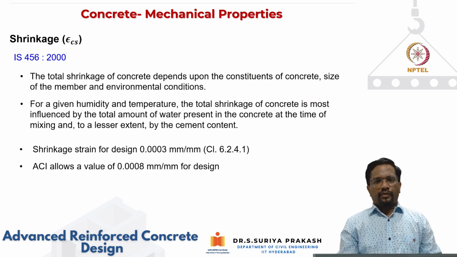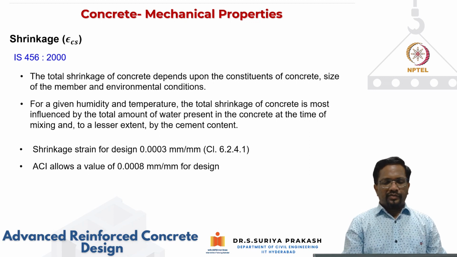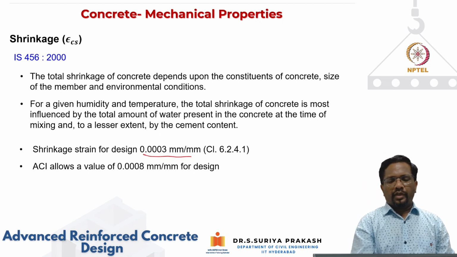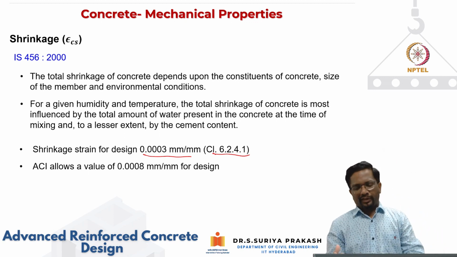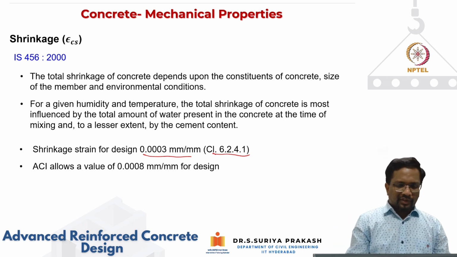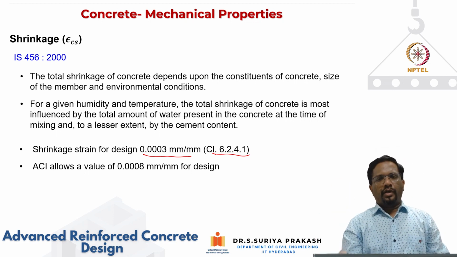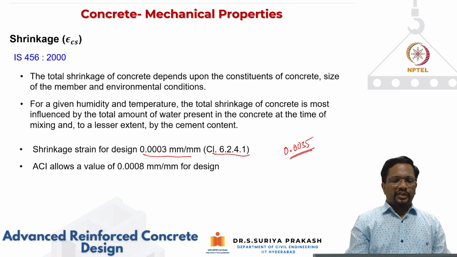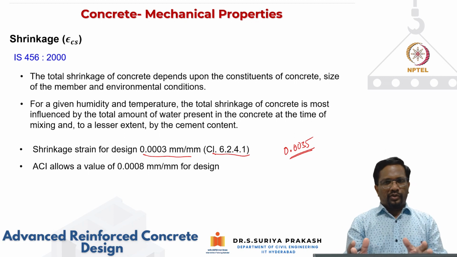Now, how does IS 456 consider shrinkage? The code gives a value of 0.0003, clause 6.2.4.1. It says that this is the value you can consider in your design to account for shrinkage. Now, if you go back to concrete, what is the peak strain? For a 30 megapascal concrete, as per the IS code, it is 0.0035. So you can see the shrinkage strain suggested is roughly one-tenth of that. It's a very small strain.